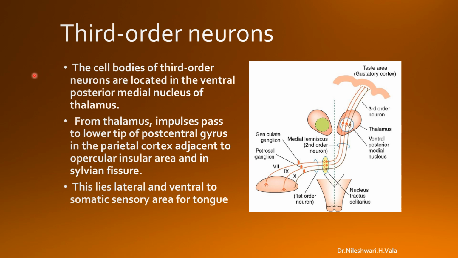Now third order neuron. The cell bodies of the third order neurons are located in the ventral posterior medial nucleus of thalamus, and from the thalamus the impulse passes to the lower tip of the postcentral gyrus in the parietal cortex, adjacent to the opercular insular area and in the sylvian fissure. This lies lateral and ventral to the somatic sensory area for the tongue. So here the third order neuron arises from the ventral posterior medial nucleus of the thalamus and ends in the gustatory cortex.